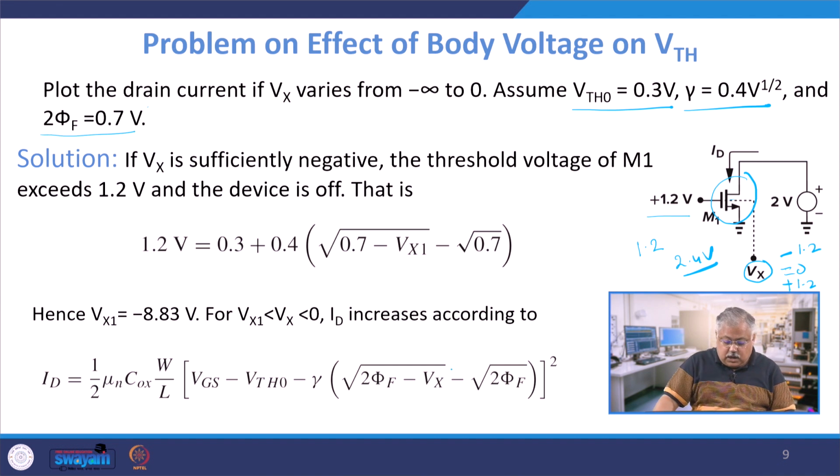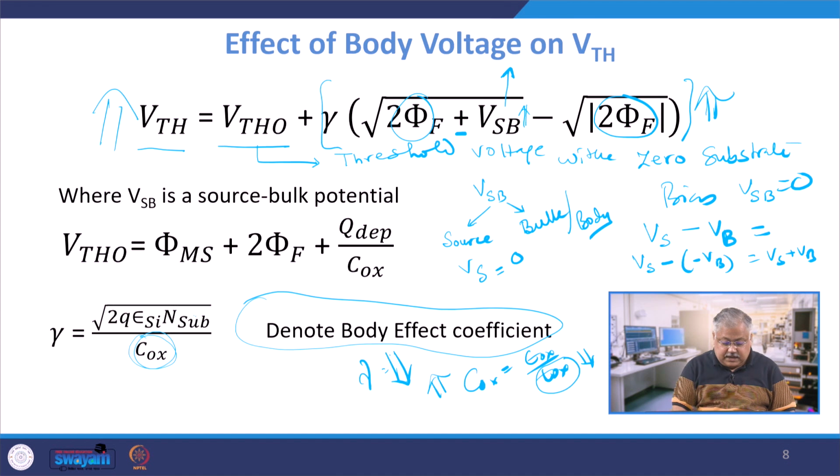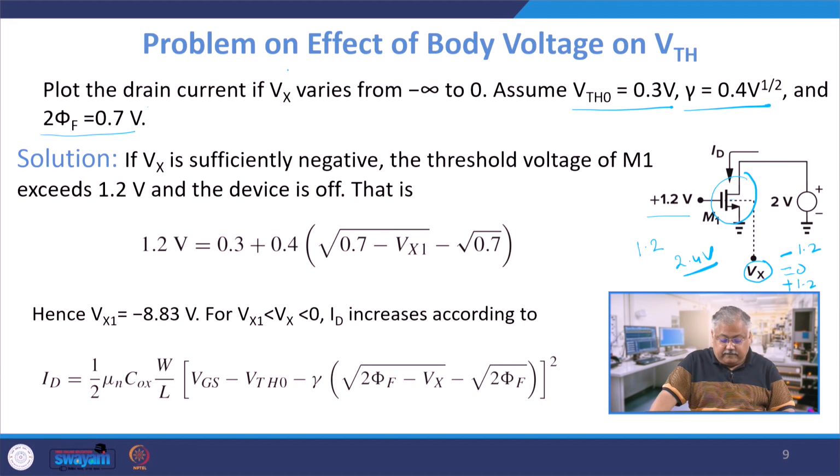Coming back to the previous expression, we say that Vth is equal to Vth0 plus gamma times root of (2 phi f plus Vx) minus root of 2 phi f. This is known to me, this is known to me, this is also known to me, this is also known to me. I can predict the value of Vth, right?